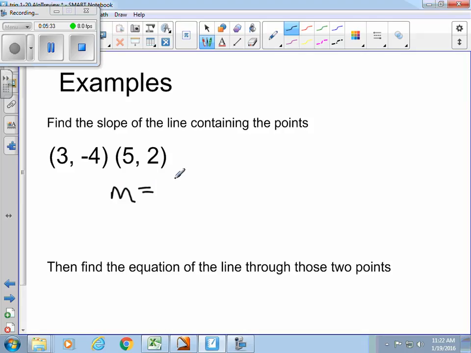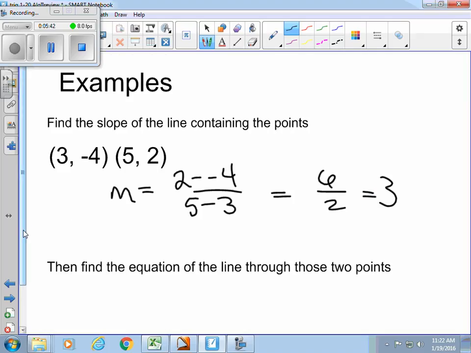So, 2 minus negative 4 over 5 minus 3. That's how you find the slope. 3. And the equation of the line.